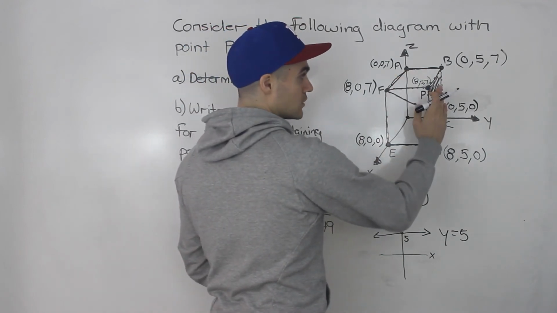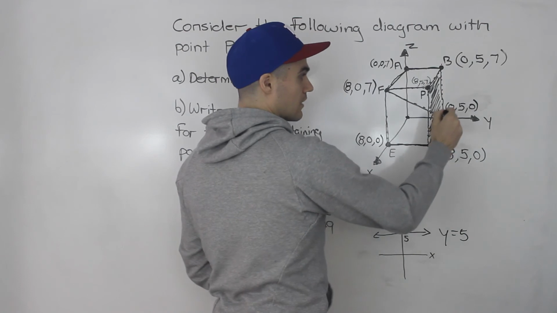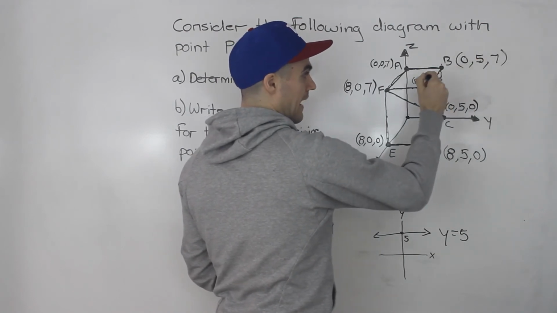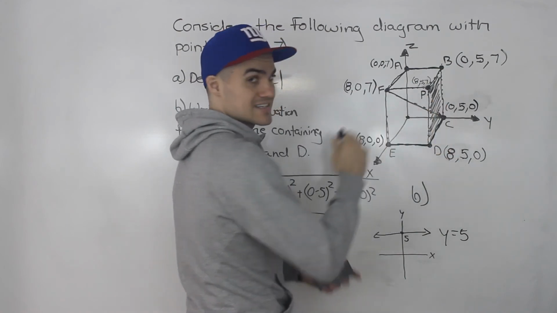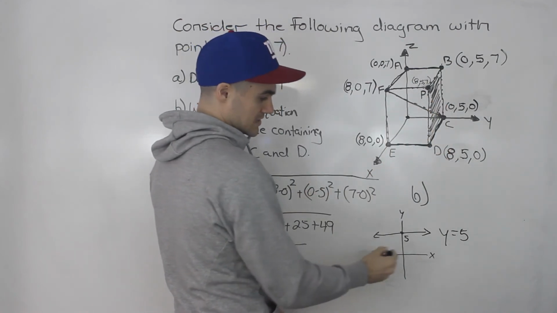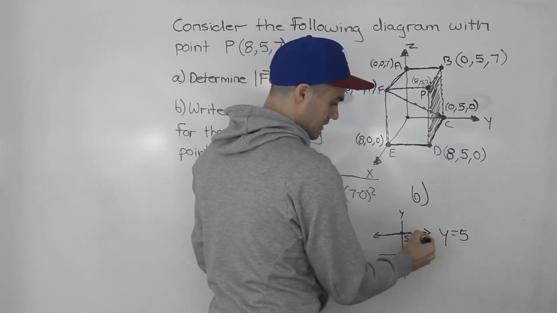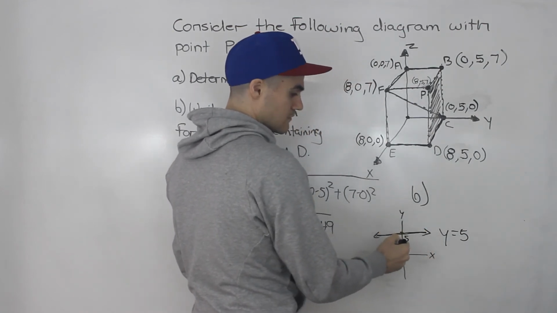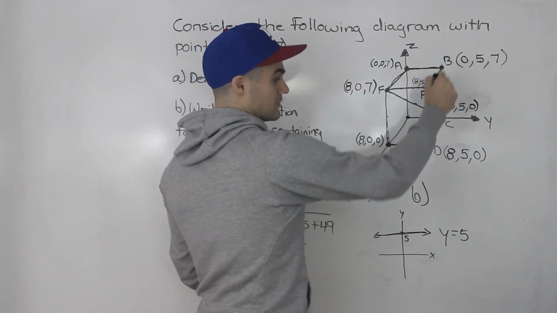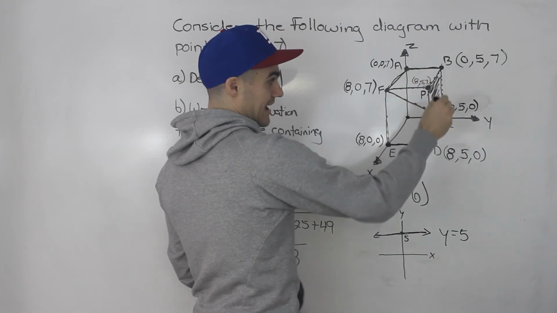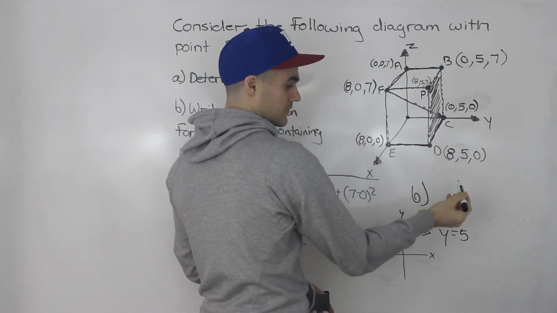Notice the y value is always constant, so if you notice, all of these points on this face all have a y value of 5. It's the x and z coordinates that are always changing. Same thing here. Any coordinate that's on this line here, the y value is always 5. It's always the x values that are changing. So y value is consistent. It's the x and z coordinates that are always changing.